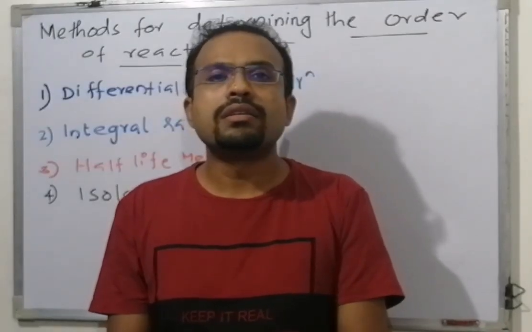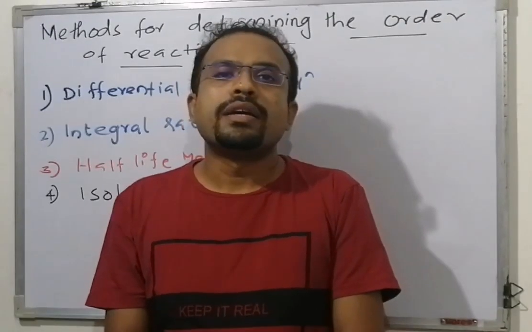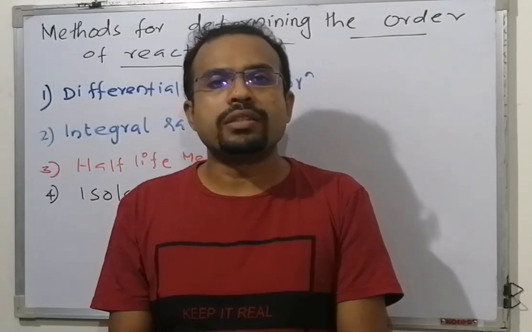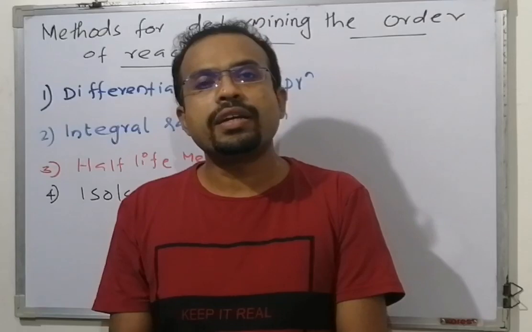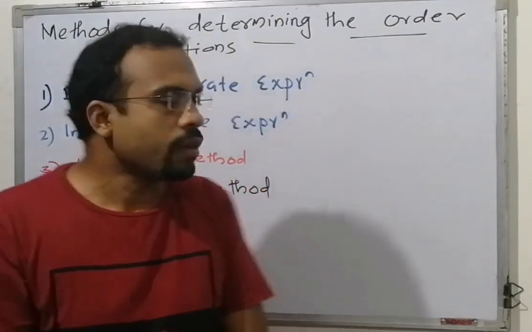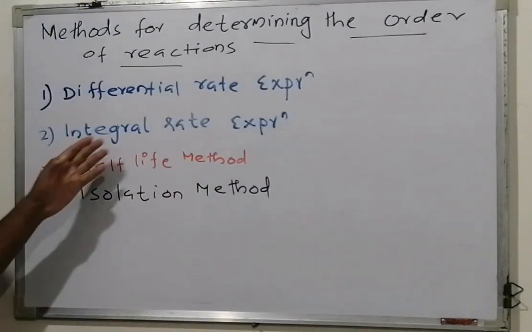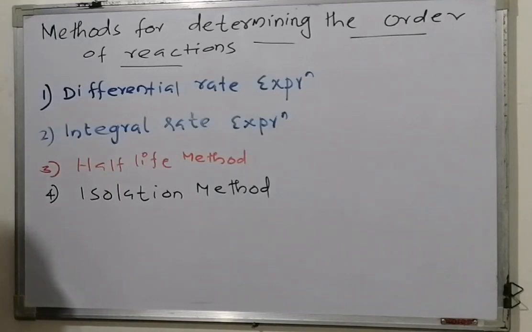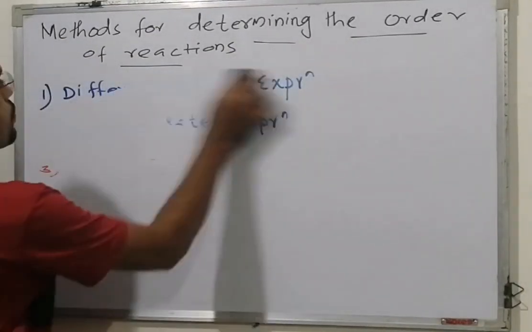Different scientists like Van't Hoff, Ostwald, etc. introduced different methods. These methods are suitable for different types of reactions. We can discuss them one by one. There are the differential rate expression method, the integral rate expression method, the half-life method, and the isolation method. We can go to the first, the differential rate expression method.